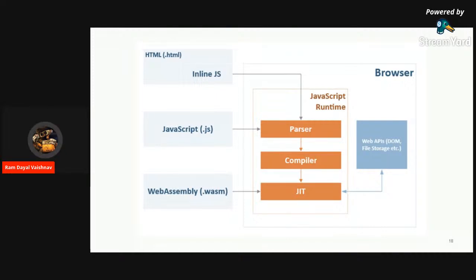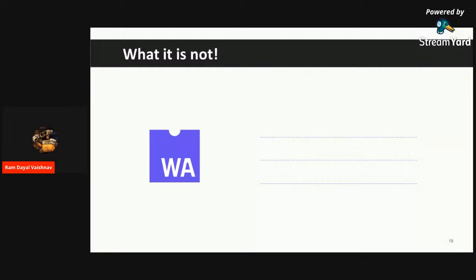Okay, so I hope you understood this: JavaScript is on one side and WebAssembly is on the other side. Both are going to the JIT, and they are integrating with the web APIs, and then finally this will work on the websites.